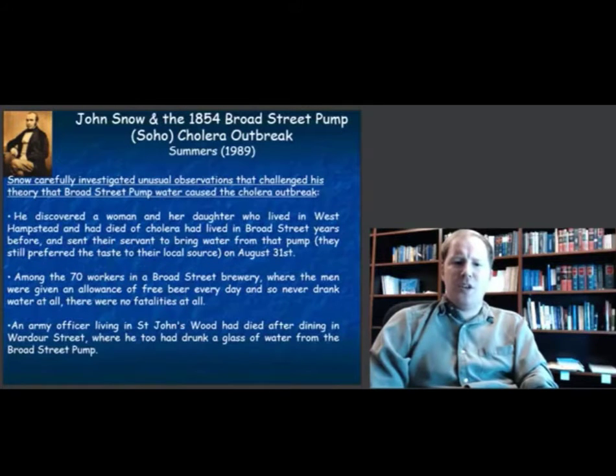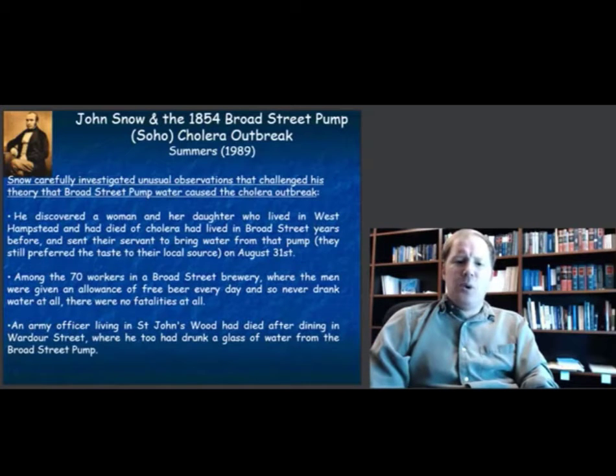He carefully investigated people, however, being a good scientist, who had died not necessarily in this region. And what he found was that there was a woman and daughter who lived in West Hampstead, and they had died of cholera, but they had lived in Broad Street years before. And the question was, well, why did they die out in West Hampstead? How is that possible? Did they move and they had contracted something years prior? He investigated more closely, and he determined that they had asked their servant to bring water from the Broad Street pump because they still preferred the taste of the Broad Street water to their local water supply in Hampstead. And they had done so on August 31st, the first day of the outbreak.